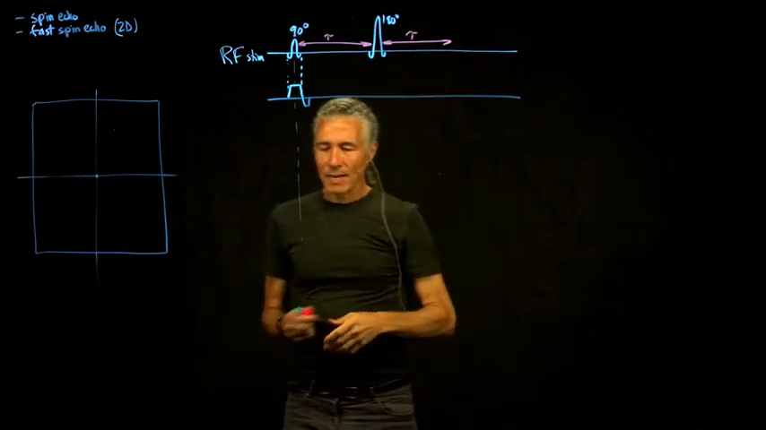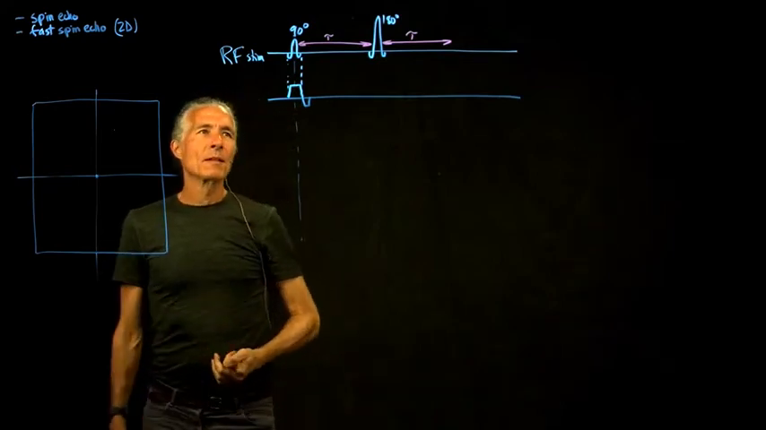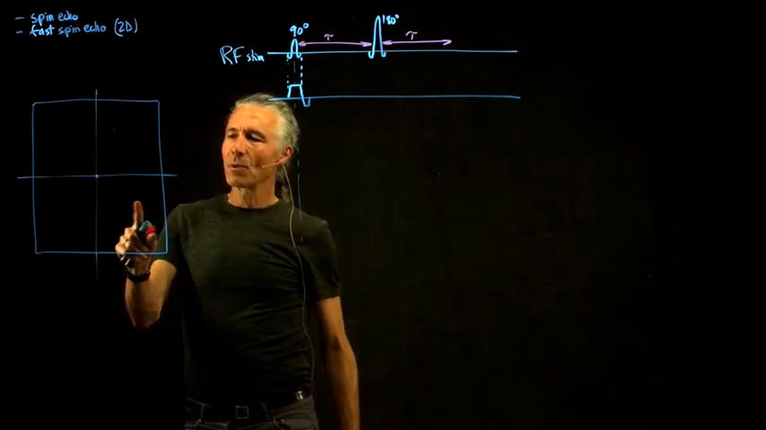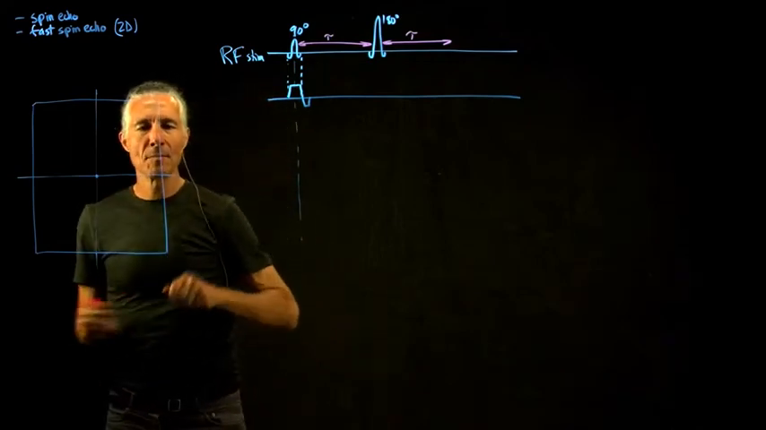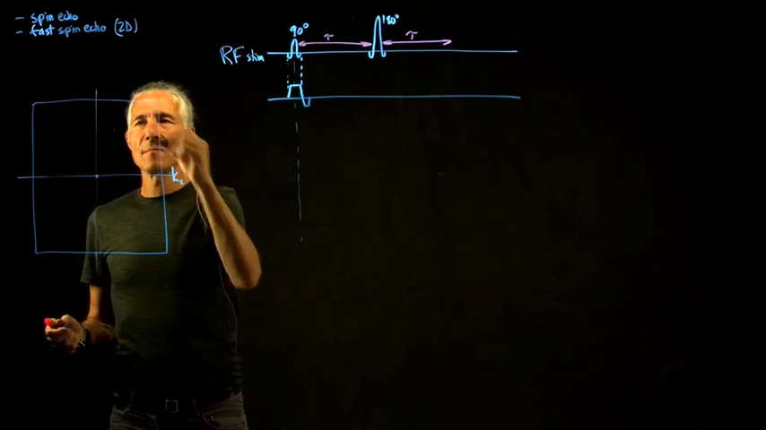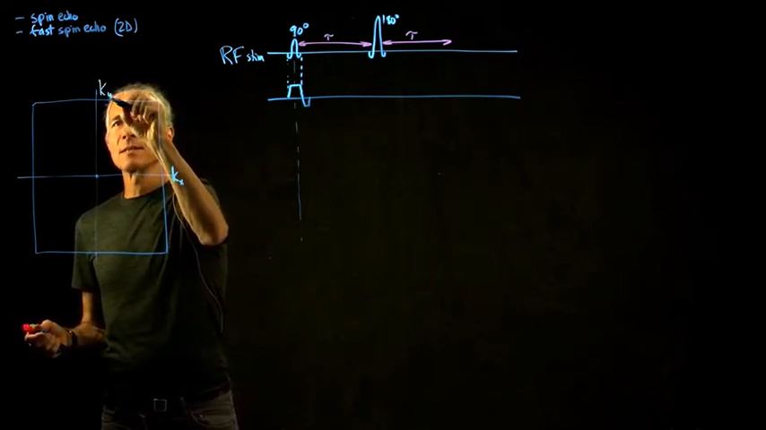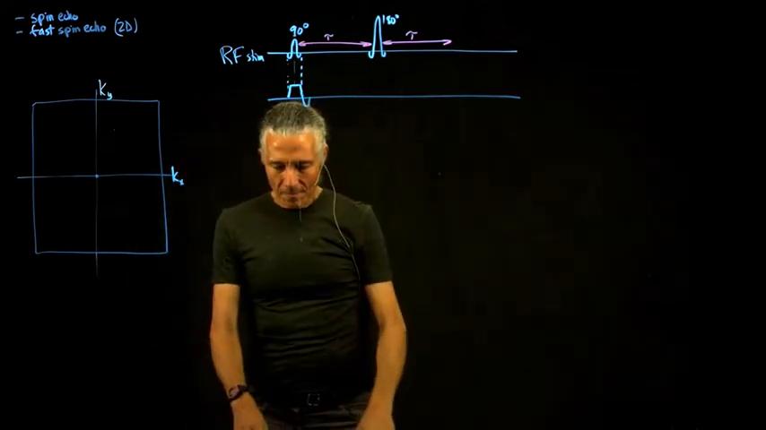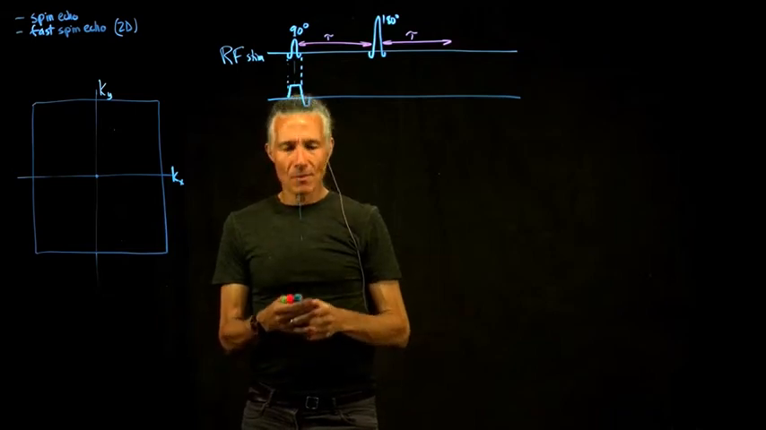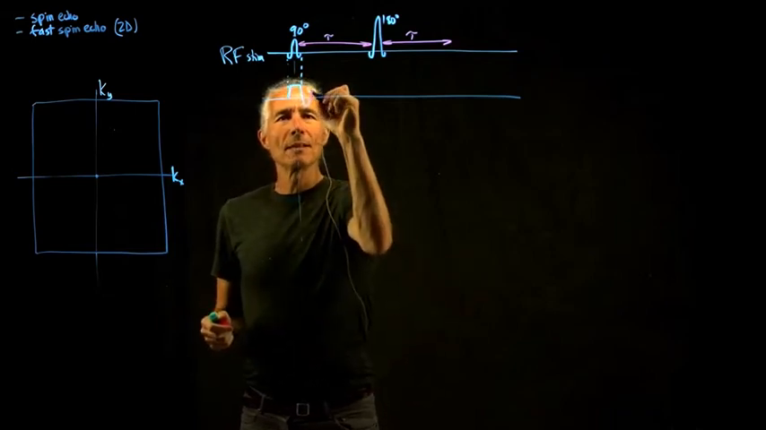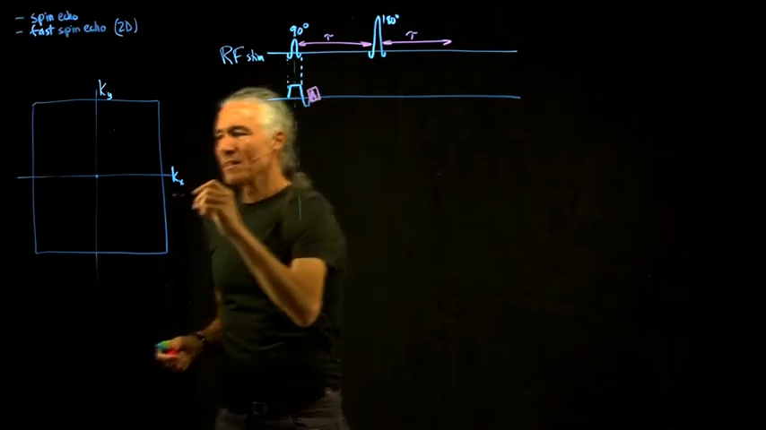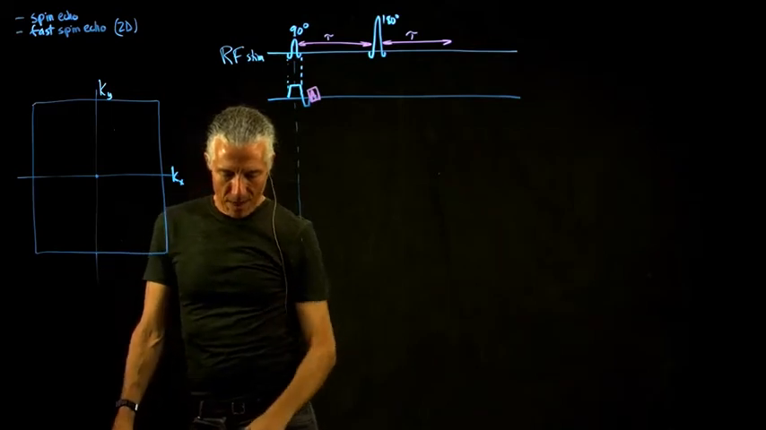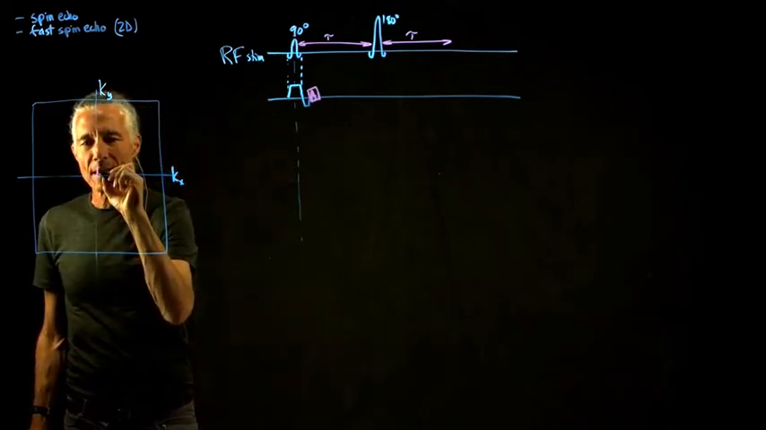But now we're trying to record all the data for one slice. And what is all the data for one slice? It's going to be all the different combinations of spatial frequency in the X and the Y direction. At this point, I'll put an A over there. Where are we after that point? We're back at the center of K-space.